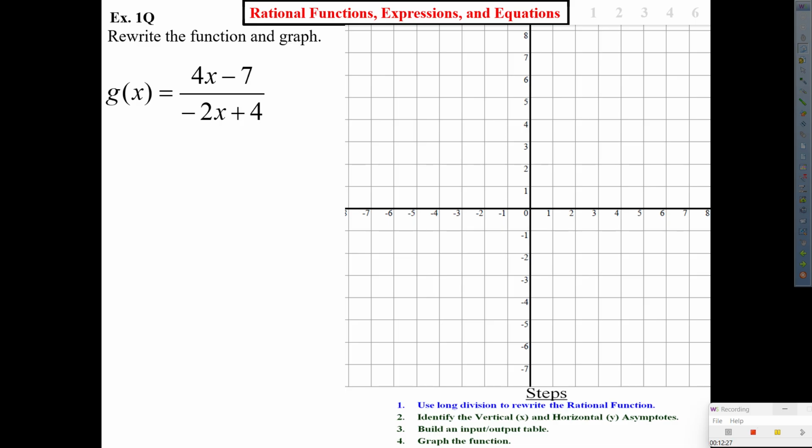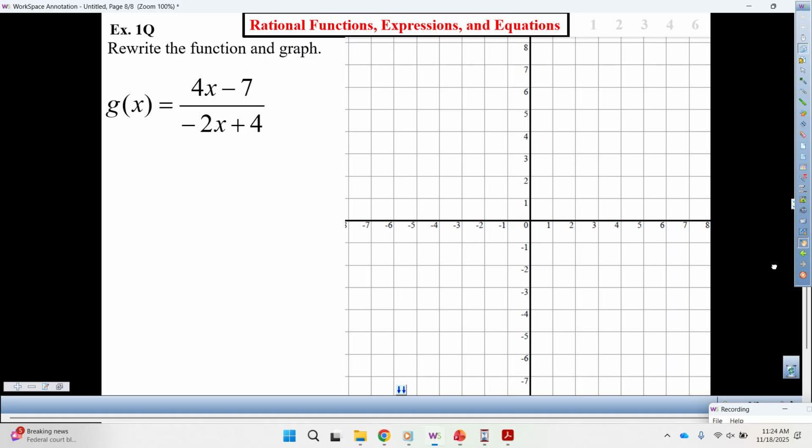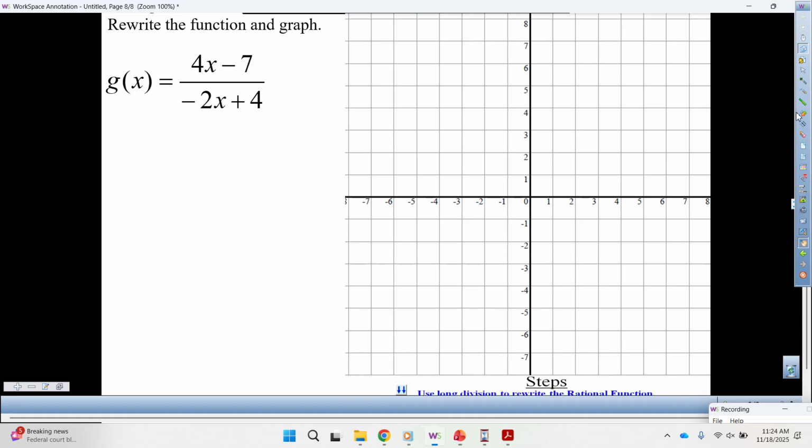g of x equals (4x minus 7) over (negative 2x plus 4). All right, so let's do this one together. Here it goes. What do we do, everyone? Step 1 is to do what? Tell your neighbor again. Long division.